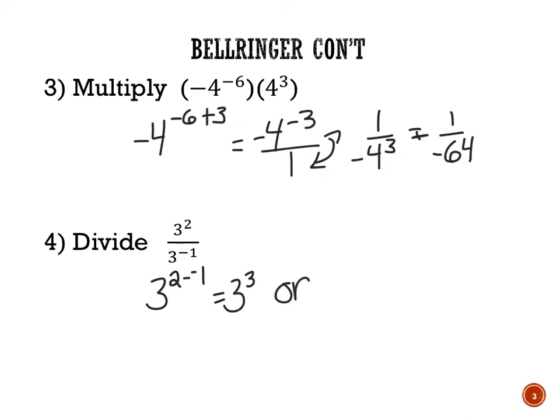Or you could flip your negative exponent to the top to get 3 squared times 3 to the first. Keep your base, add your exponents. 2 plus 1 equals 3, to the third.